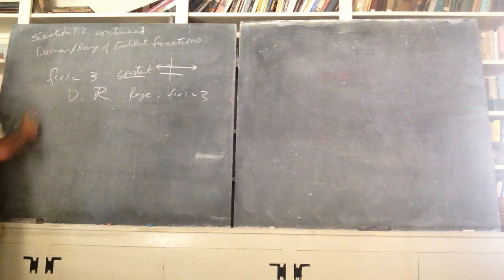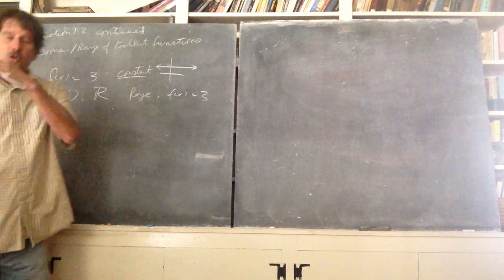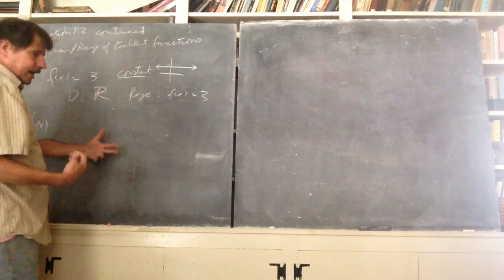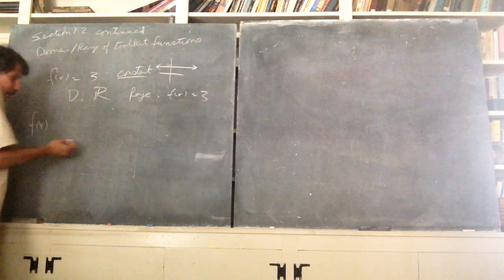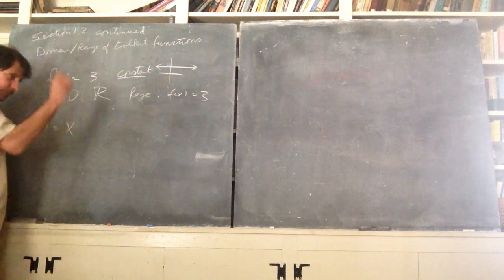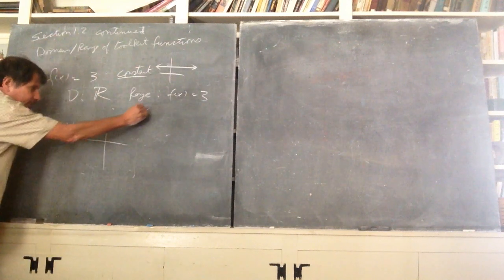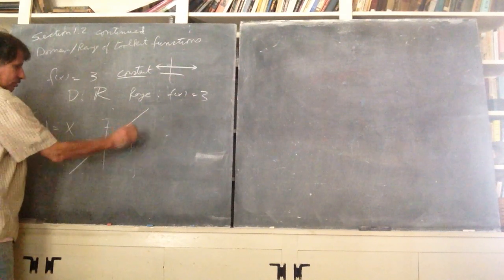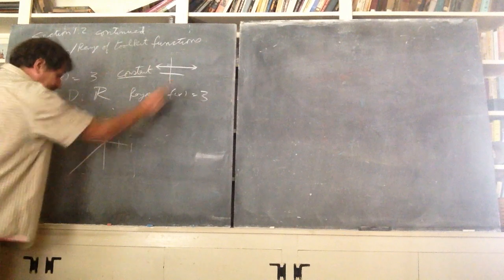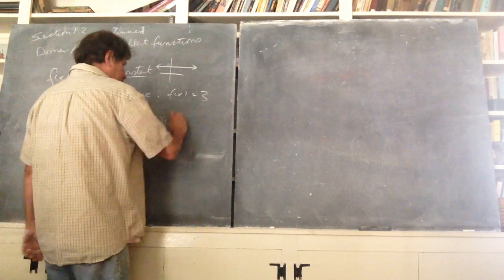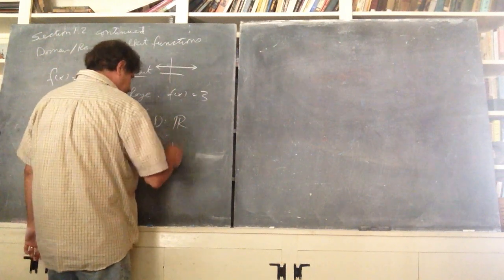Then the next toolkit function. Incidentally, these are called toolkits because they're common, and if you know these, you can take them and multiply by constants and what have you. This is called the identity function, f of x equals x. It's just a 45-degree line through the origin. Here's 1, 1, here's 2, 2. If I go to 10, we're up to 10. If I go to negative 4 on x, we go to negative 4. So the domain is all the reals, and the range is also all the reals.